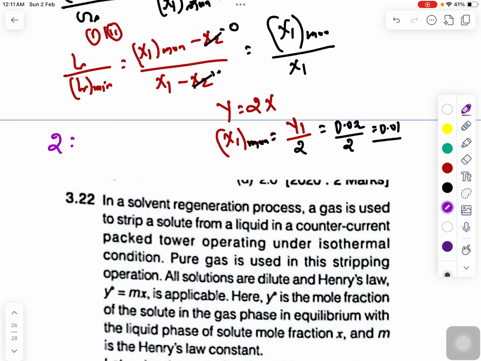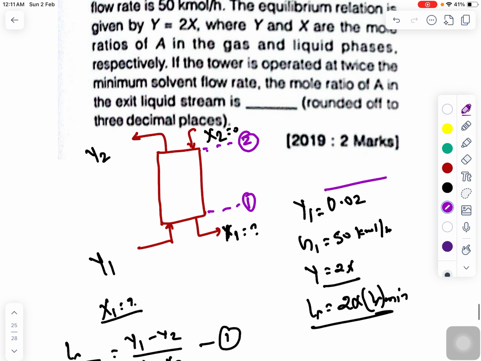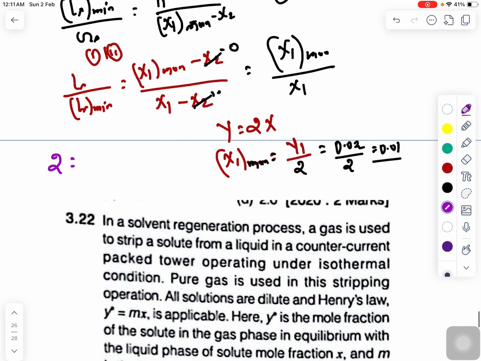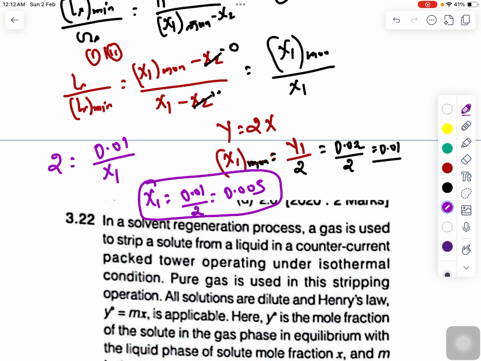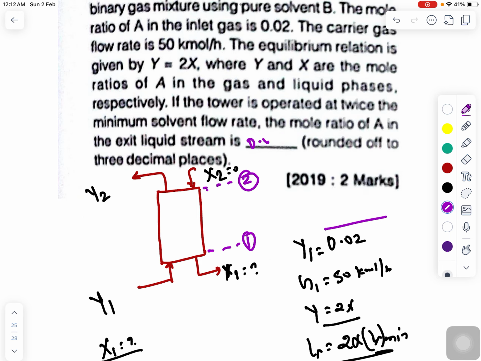Now Ls is equal to 2 times Ls minimum, so that is equal to 2. You are supposed to calculate the mole ratio of A in the exit liquid stream, x1. x1 we don't know; x1 max we have calculated as 0.01, divided by x1. So x1 will be equal to 0.01 divided by 2, that is equal to 0.005. So here you will be getting the value 0.005.